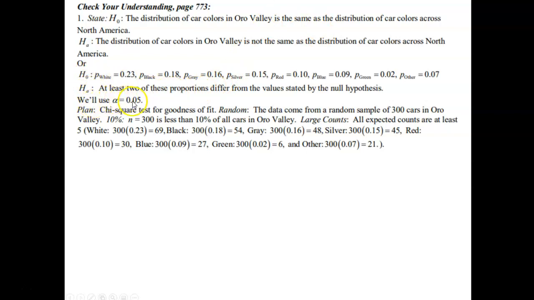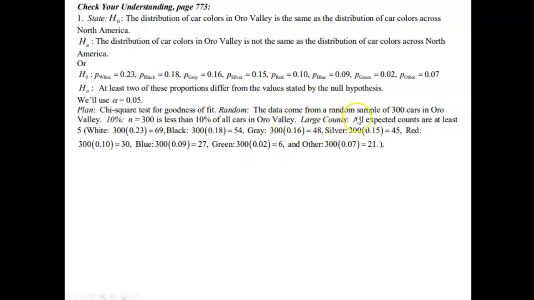We're going to use a 5% significance level. So we are going to do a chi-square test for goodness of fit. That's the official name. The data was selected as a random sample of 300 cars in Oro Valley. The 10% condition: I'm sure 300 is less than 10% of all cars in Oro Valley.